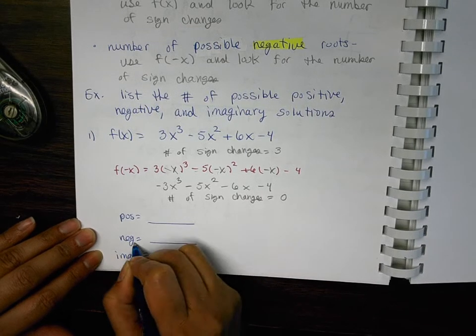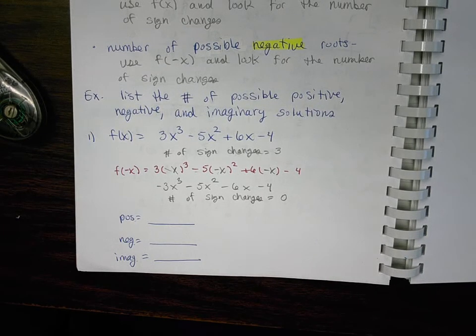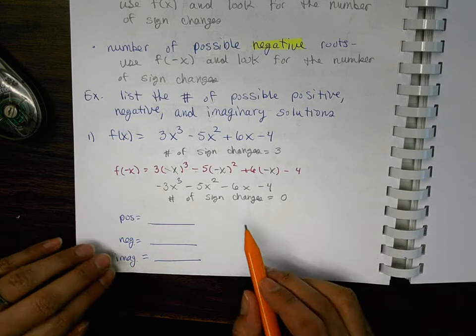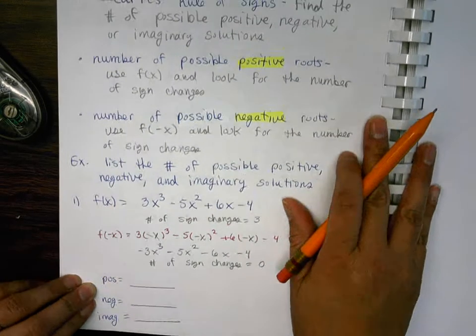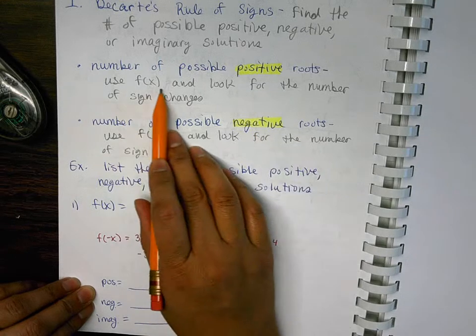Here is how you're going to write your answers for these types of problems. Positive equals blank, negative equals blank, and imaginary equals blank. It will always decrease by 2. Our solutions will always decrease by 2 until you get to either 1 or 0, never on the negative side.